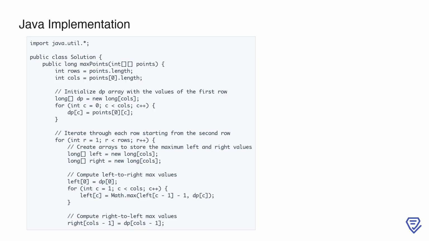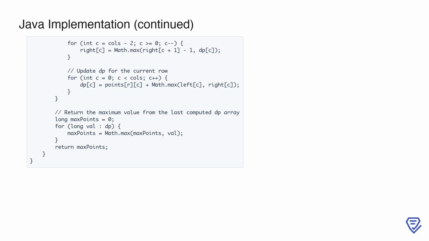We start by computing the left array, where each element stores the maximum value encountered while moving from left to right, adjusted by subtracting 1 at each step to account for the cost of jumping between columns. After computing the left array, we move on to calculate the right array, which tracks the maximum values when traversing the DP array from right to left. Here, we adjust the values similarly by subtracting 1 at each step.